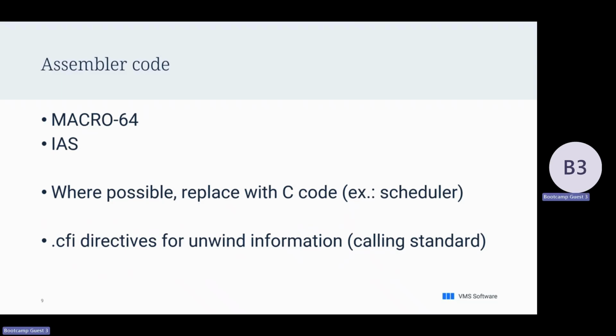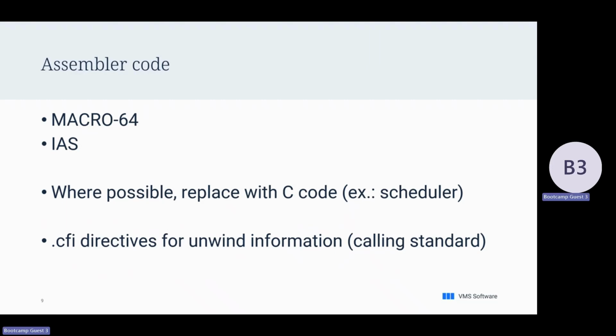If it's at all possible, we recommend replacing code like this with C modules. It's what we've done in a few places in the operating system. One I did was the scheduler. The scheduler is a pretty complicated bit of code, and there are 3 copies of it. There's the VAX copy written in VAX macro, there's the Alpha copy written in Macro-64, and there's the Itanium copy written in Itanium assembler. There is now a 4th copy, but it is written in C.